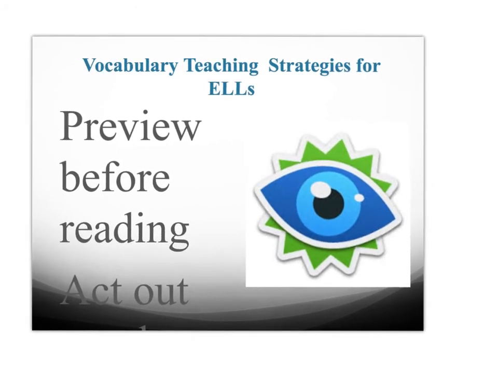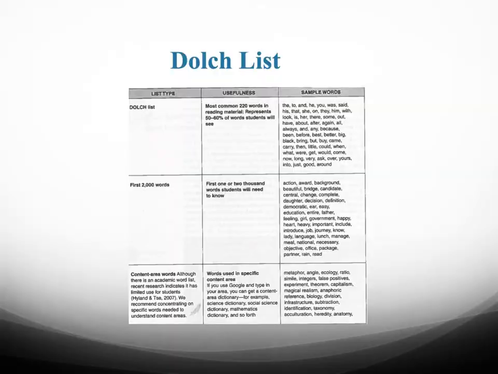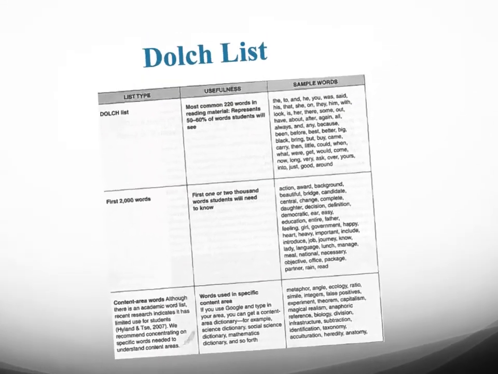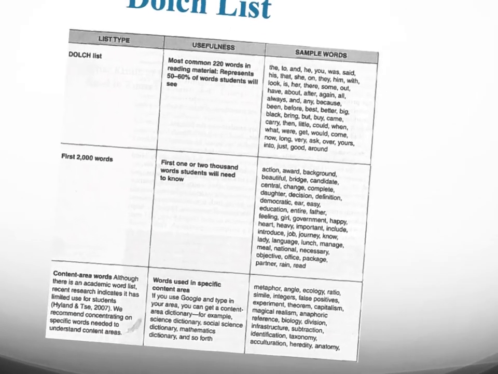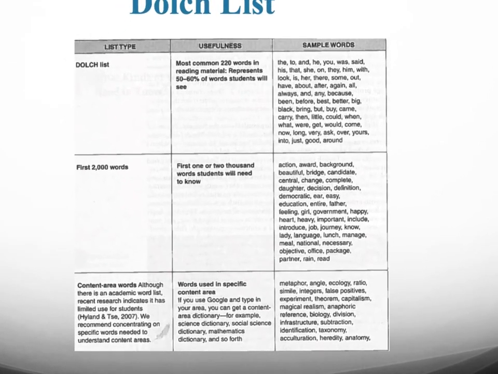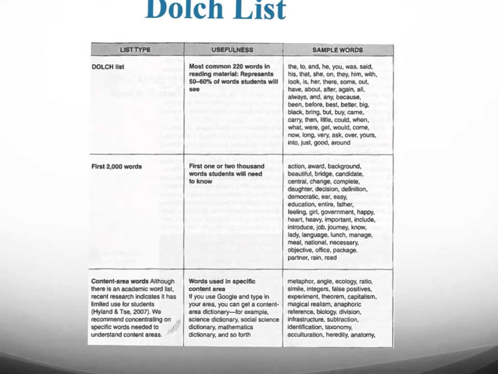So, some teaching strategies for English language learners. If there's any way that you can act out the word as well as preview important concepts and words. This is something that we did in the ESL Techniques class. This is called the Dolch list. It is the most common words that are used in English. This comes from your book.